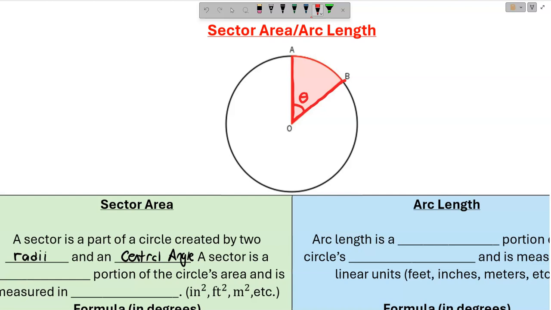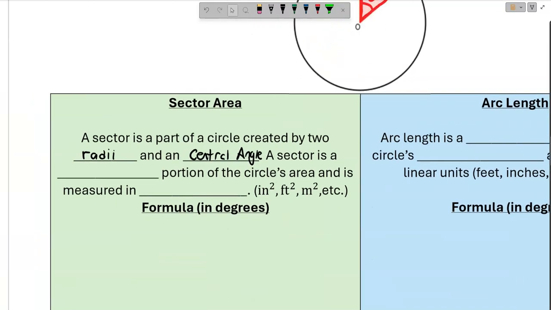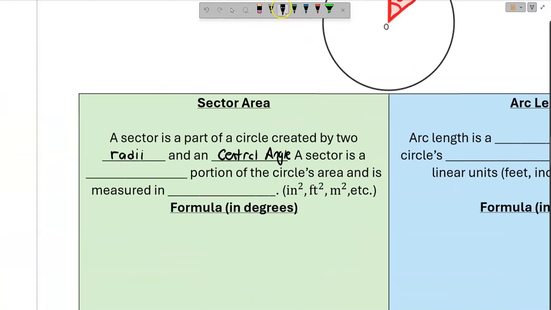So that is going to be important. That theta is important because we know that an entire circle is 360 degrees. And so I don't want to find the full area of the circle, I want to find a partial area. So that's exactly the second part of this here. A sector is a fractional portion of a circle's area, and it is measured in square units as well.